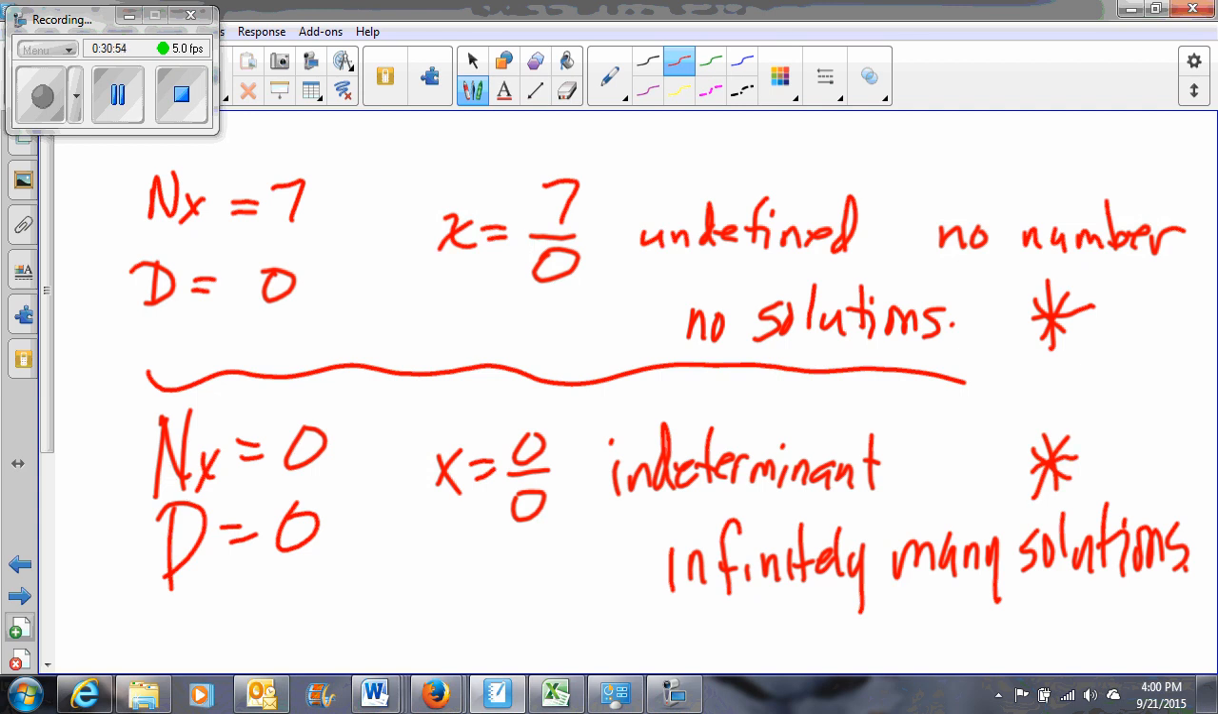And strangely enough, if this is a system, then if you get undefined for x, you would also get it for y and z. If you get infinitely many, or indeterminate for x, you'd also get that for y and z. So that takes care of Cramer's rule. And we're done.